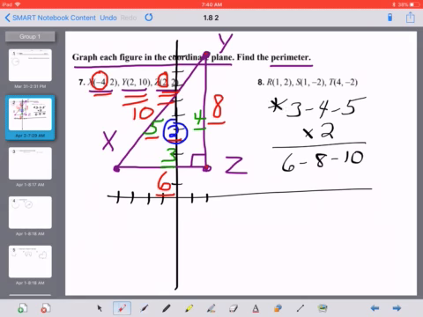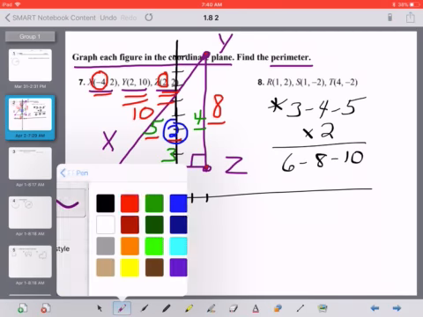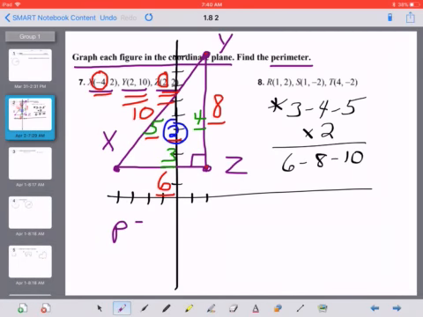So now let's finish it all up here. To find our perimeter, we just need to add together the lengths of the 3 sides. So that's going to be a 6 plus an 8 plus a 10, and that's going to get us a final answer of 24.